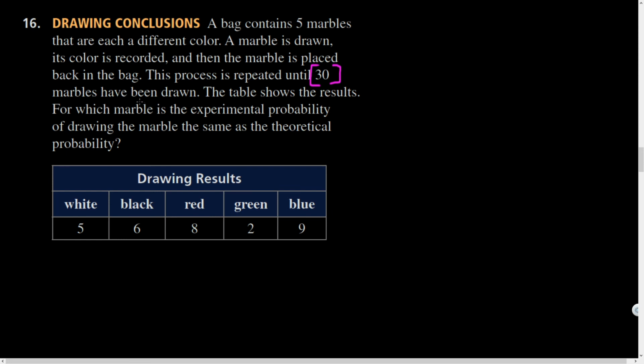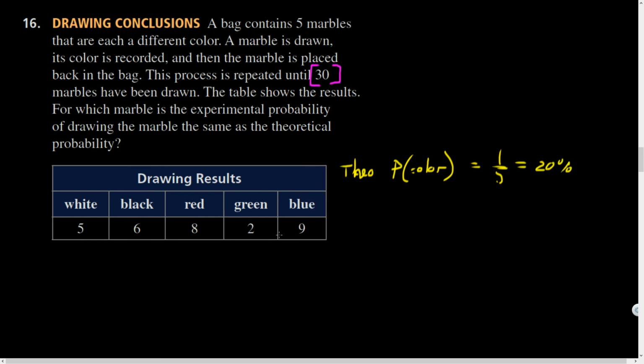The table shows the results for which the let's see. Did it say? Yeah. Contains 5 marbles. Each is a different color. Okay. So yeah, it's either white, black, red, green, or blue. Very good. Out of 30, yes. Out of 5. So the theoretical probability of any color would have been 1 out of 5, or 20%.